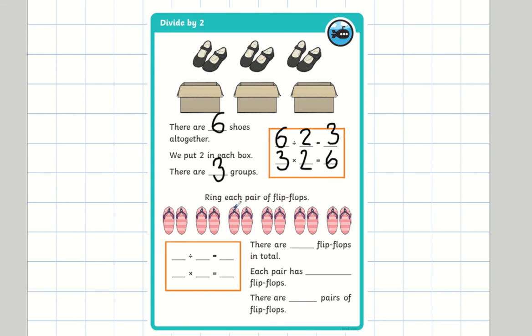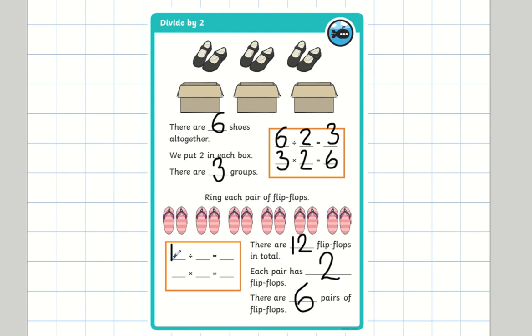Let's have a go at the flip-flops. There are how many flip-flops in total? We can count up in 2s here. 2, 4, 6, 8, 10, 12. Each pair has 2 flip-flops. And there are 1, 2, 3, 4, 5, 6 pairs of flip-flops.